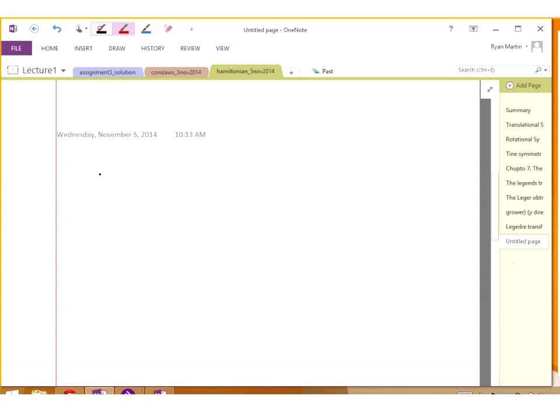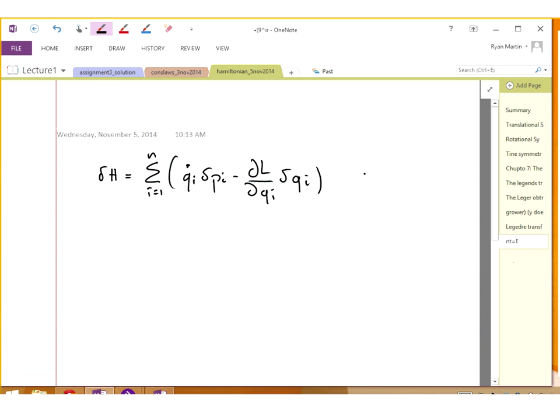So I've run out of page. That gives us that delta H is given by the sum from i equals 1 to n of q_i dot delta p_i minus ∂L/∂q_i delta q_i, minus ∂L/∂t delta t.